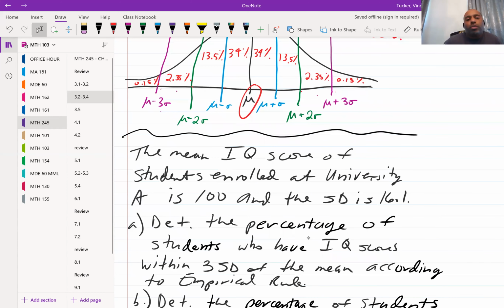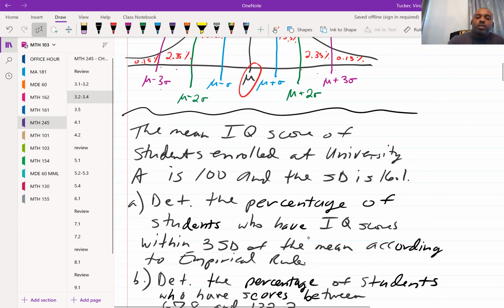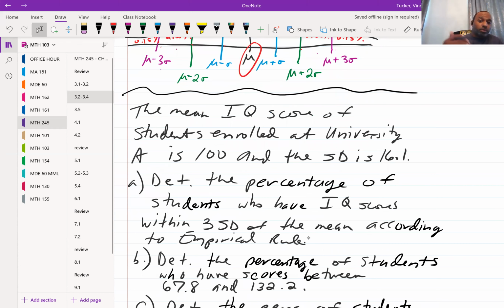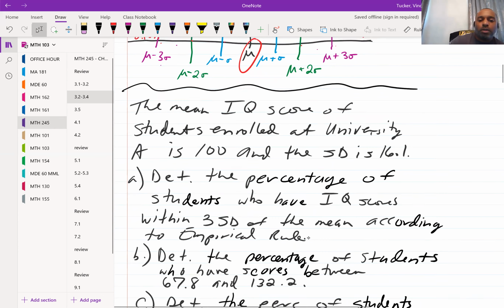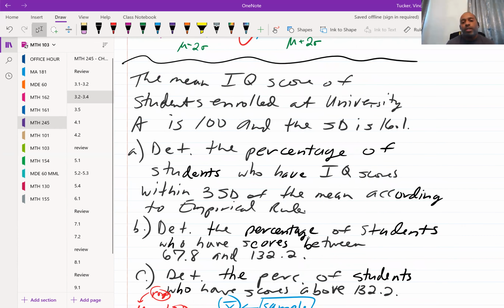So we have the mean IQ score of students enrolled at University A is 100, and the standard deviation is 16.1. Determine the percentage of students who have IQ scores within 3 standard deviations of mean according to the empirical rule. Determine the percentage of students who have scores between 67.8 and 132.2. Then determine the percentage of students who have scores above 132.2. Once again, I give you a chance to write that down.